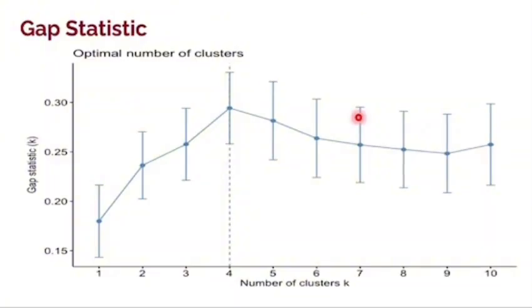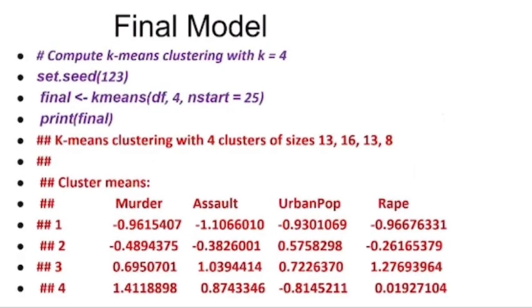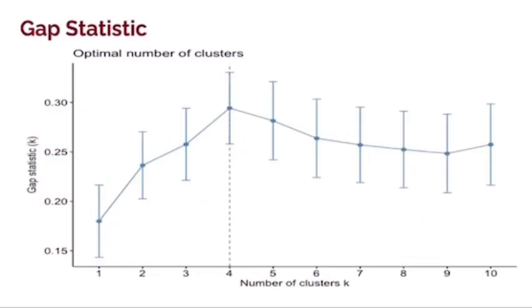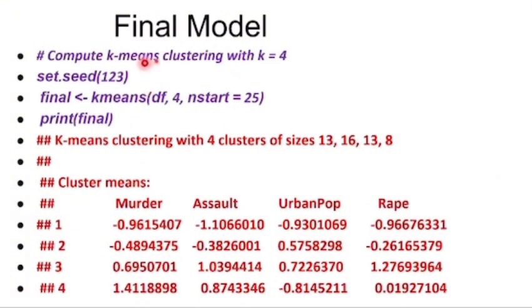Now let me tell you this. In a situation where the three agree, of course, that's perfect optimality. But in a situation where they don't agree, then it depends on your intention. But most of the time, we prefer the gap statistic. Because of that, I'm going to base my final model analysis on the one I choose. Now I choose k equal to 4.